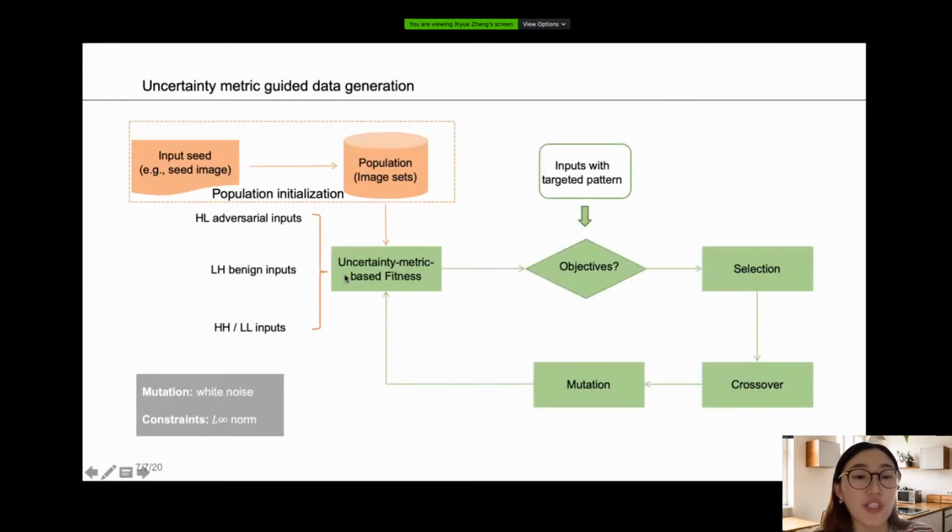We leverage the uncertainty metric to generate inputs with targeted patterns following the workflow of a genetic algorithm. After the population initialization, we check if the generated data satisfy the objective of the targeted pattern. If not, we select the data with the largest fitness values to perform crossover and mutation. The test generation stops when the objective is satisfied.